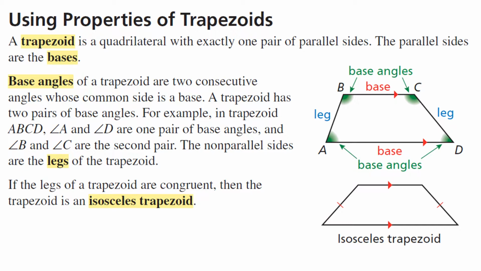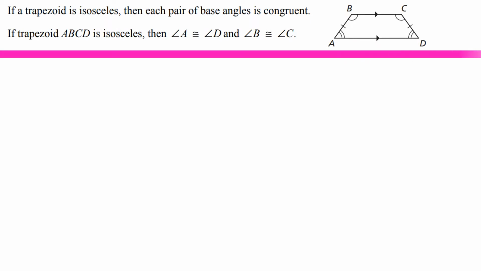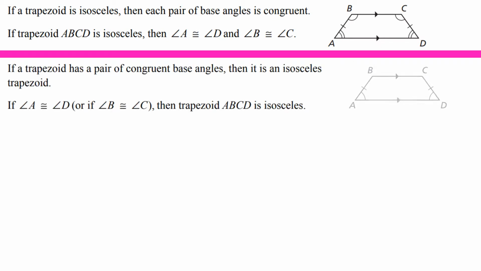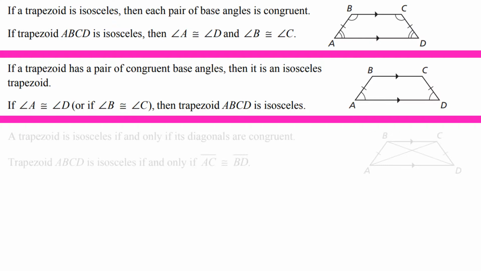And if the legs are congruent, we call it an isosceles trapezoid. Notice it has to be the legs that are congruent, not one leg with one of the bases, right? It has to be the two legs that are congruent. If we know the trapezoid is isosceles, we know the pairs of base angles are congruent. Or, if I know that a pair of base angles are congruent, then I know the trapezoid is isosceles.